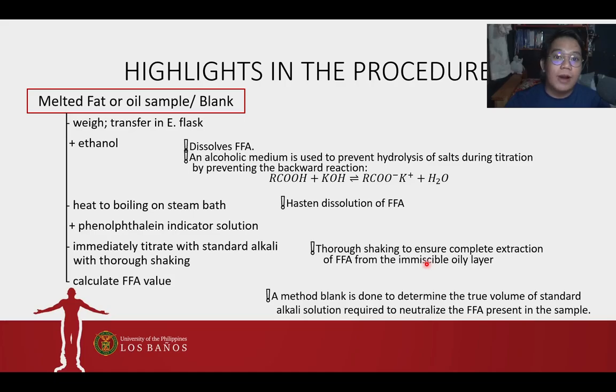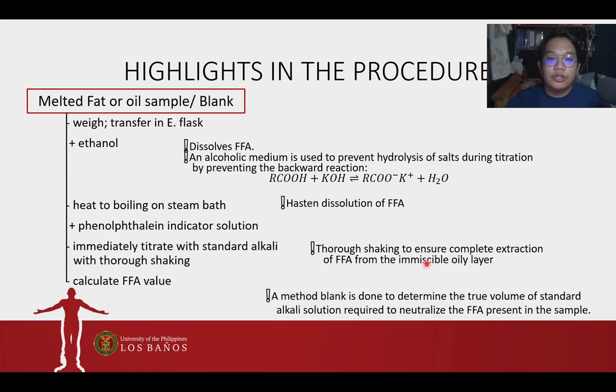Okay? Then, dun sa ating video na nakalink sa ating study guide, hindi nag-employ ng blank titration. So, in our practice sa Chem 131, we do blank titration. So, yung method blank natin is done to determine the true volume of standard alkali solution required to neutralize the FFA.